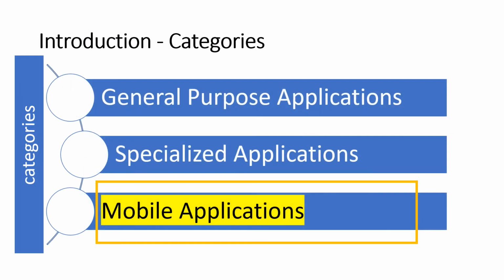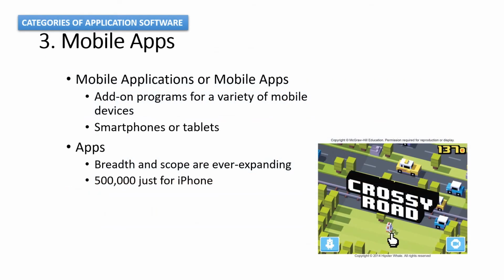Now we move to the third category of application software, which is mobile application, or short known as mobile apps. Mobile apps are definitely very famous because more and more people are using smartphones. Smartphones use apps or mobile apps because the size of the mobile apps is smaller and the version is simpler compared to the full version of software.